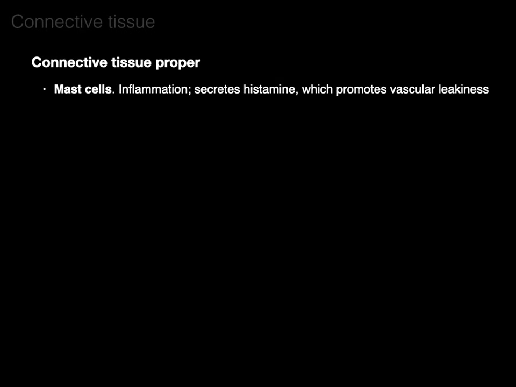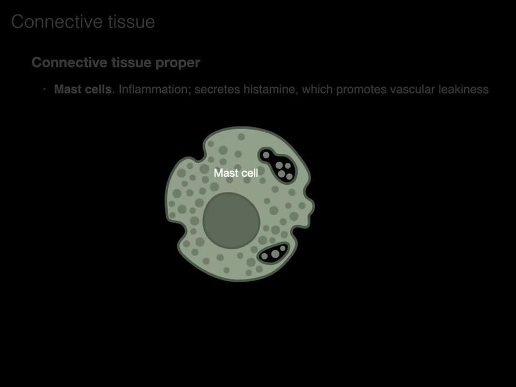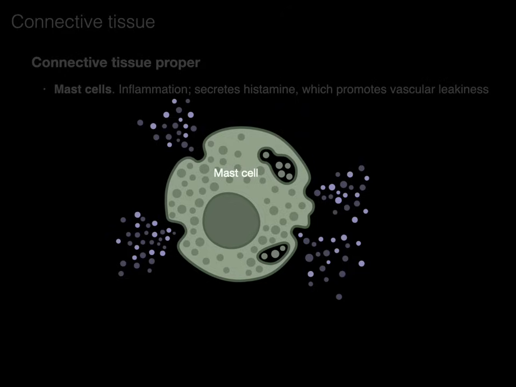Mast cells as well, they're the inflammatory cells. They secrete histamine that promotes vascular leakiness. So there's a mast cell, and you notice all of those granules of histamine, so that when they become activated, they secrete these histamines all throughout the area and make blood vessels leaky.